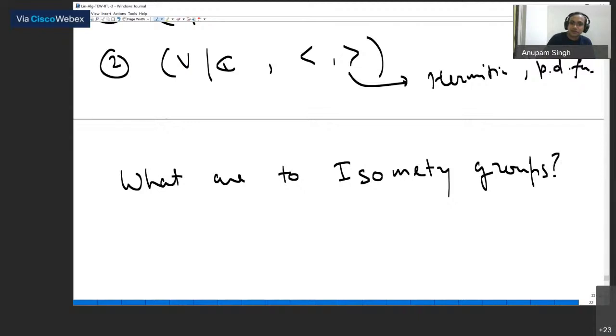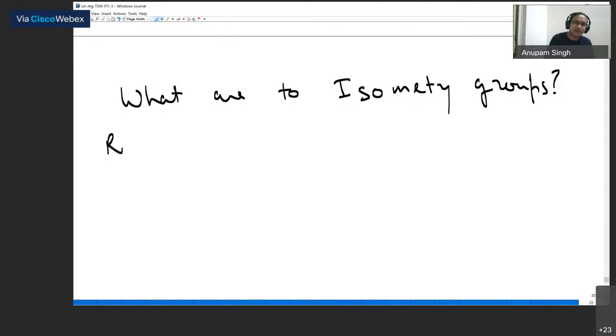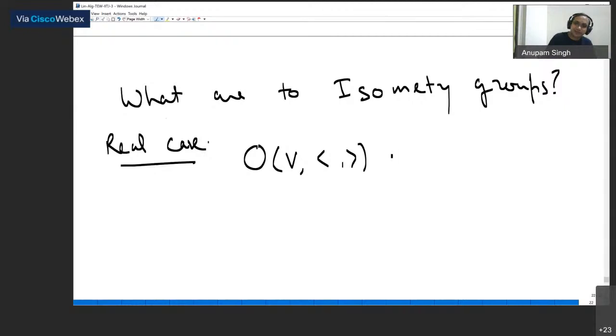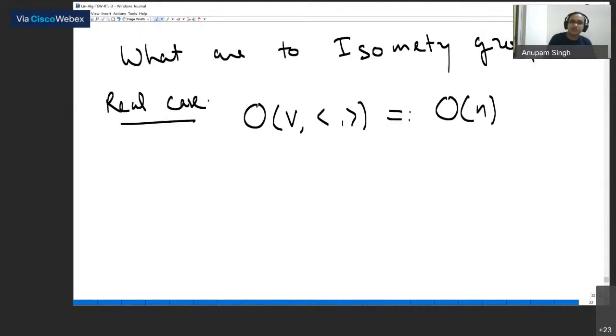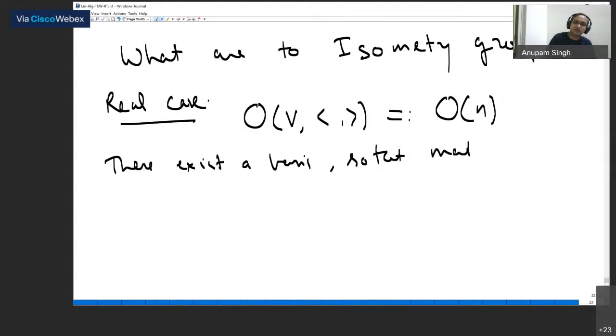So when we are thinking of the real case, the isometric group is O. Instead of writing O of V with respect to this form, as I was earlier, in the real case it is simply denoted O N in classical notation. I just said that there is always a basis which makes this identity. With that, in matrix version, let me write this: there exists a basis so that the matrix of this is identity.